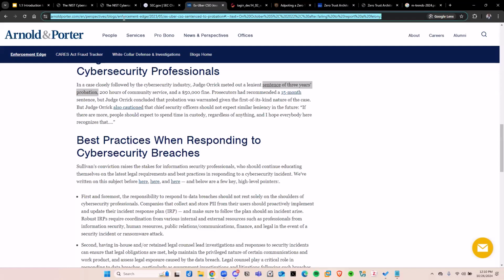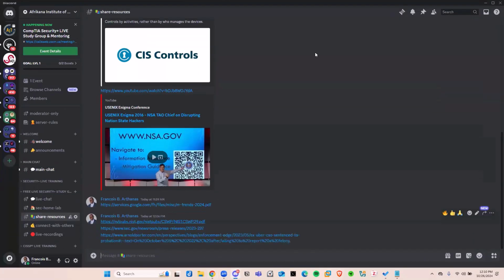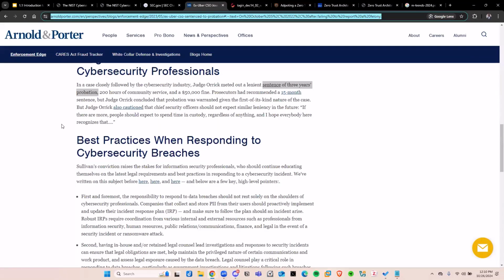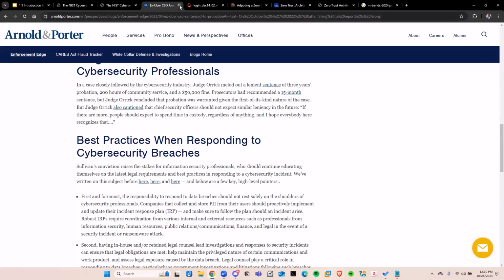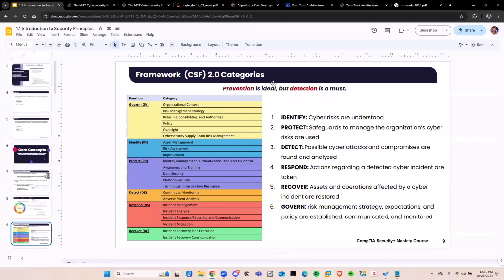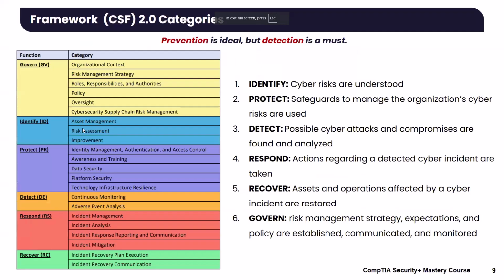I'm sharing all this to tell you that, look, security is shifting. It's not a problem of technical people no more. Executives are being held accountable. And that's where the governance comes in. That's where this governance of the cybersecurity framework comes in as well.